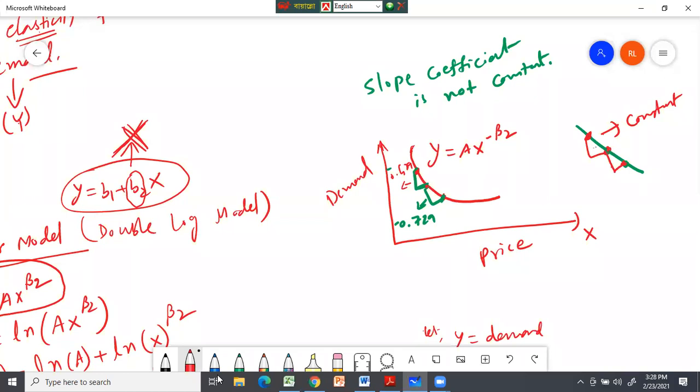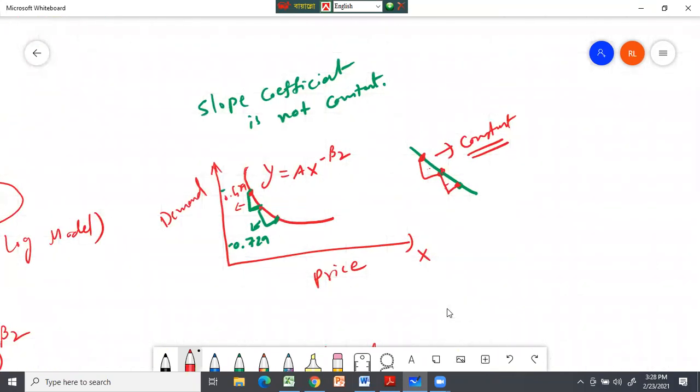So here the slope coefficient will always remain constant, because when you are drawing a straight line, it is followed by a linear equation y equal to a plus bx, or y equal to b1 plus b2x. And if this equation is drawn graphically, it would look like a straight line. And in that straight line, your slope coefficient will always remain constant.